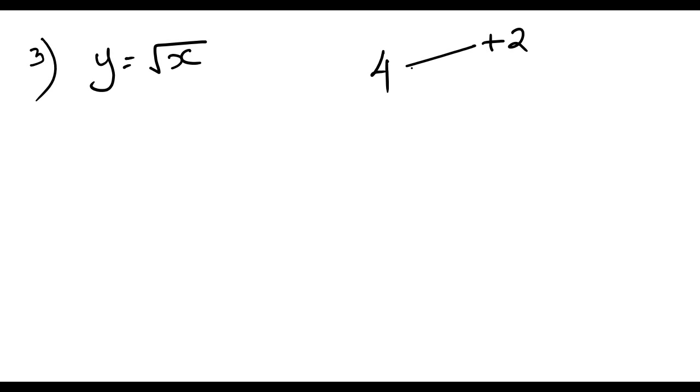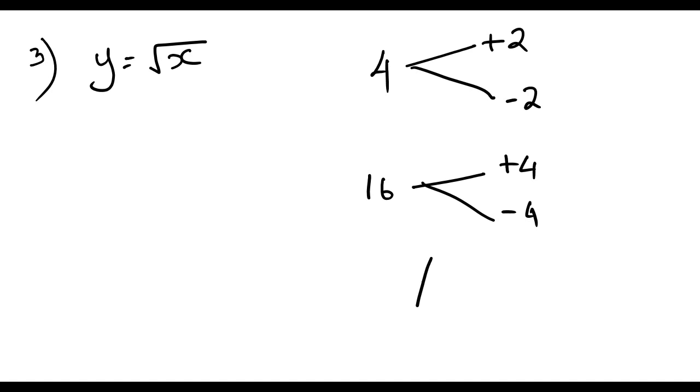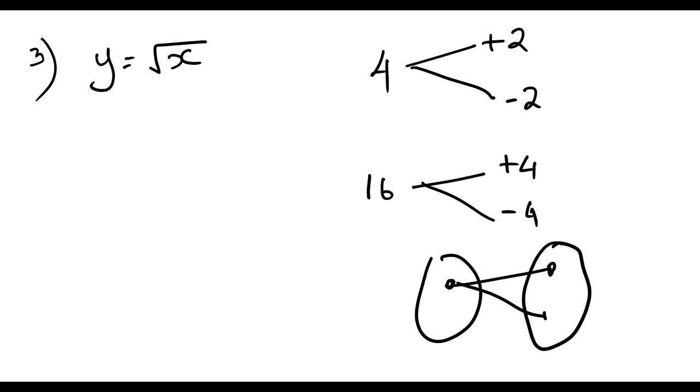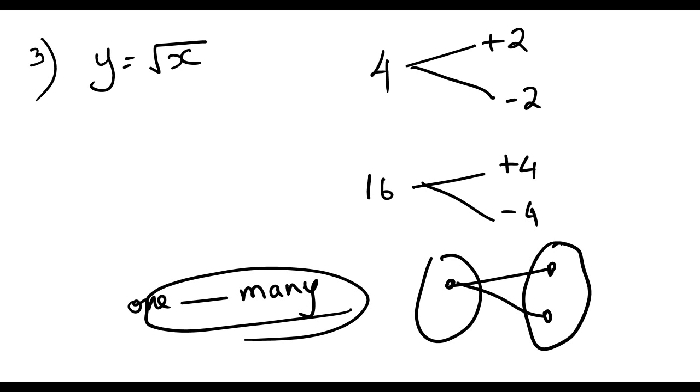Okay, so the third type of relationship is something like this: y is equal to square root of x. So if I have x as say 4, then I can get the answer for y as +2 or -2. If my x value is say for example 16, then my y value would be +4 or -4. So which means I have one x value going to two different y values, right? So one x value going to many y values. So this is a one to many relation.